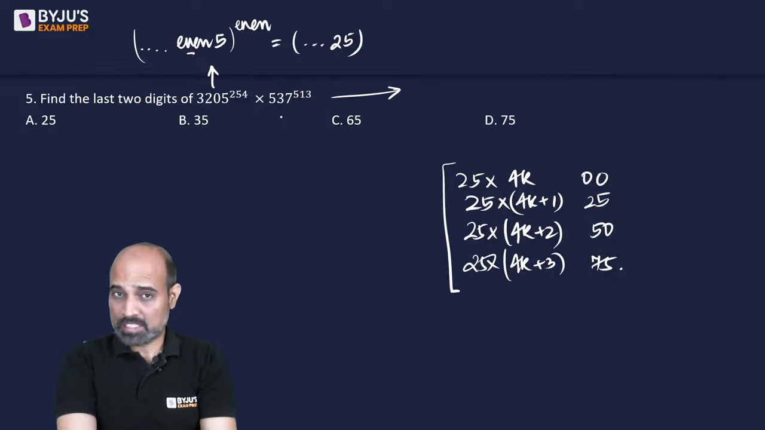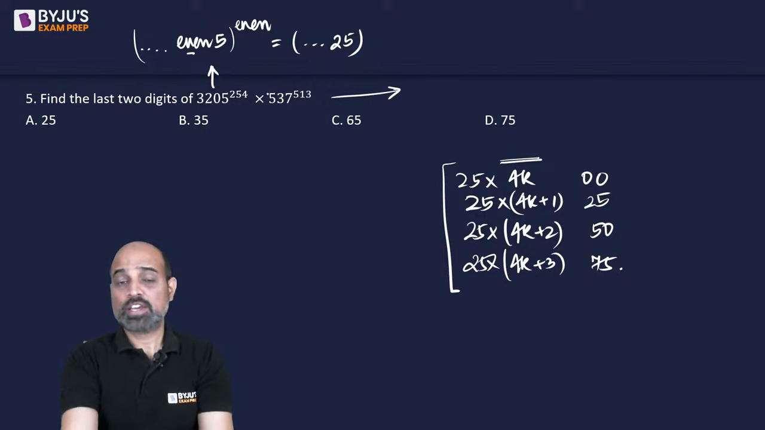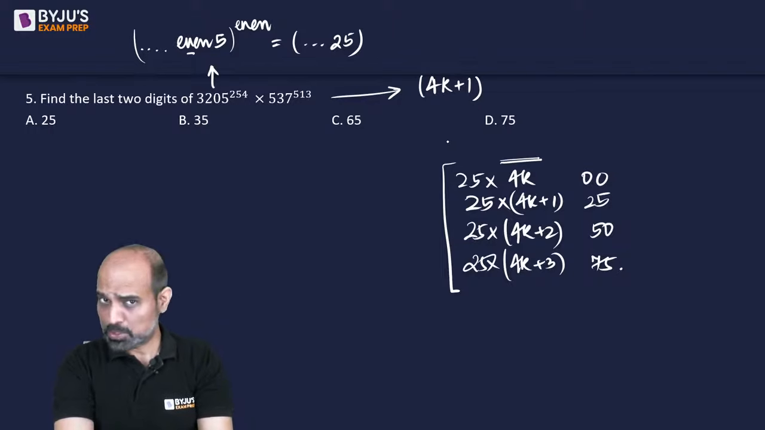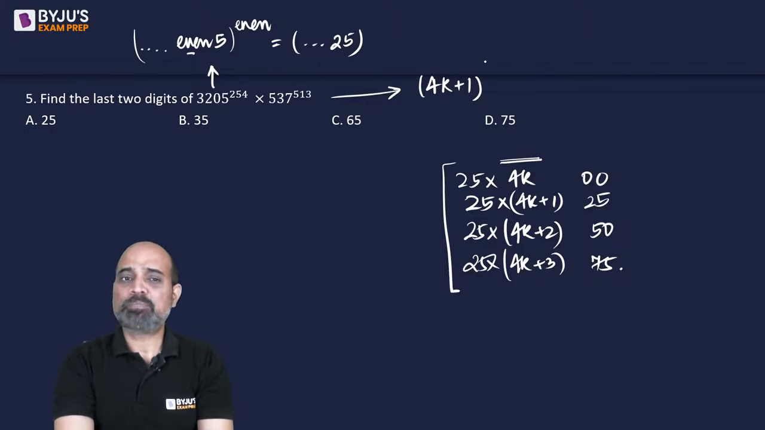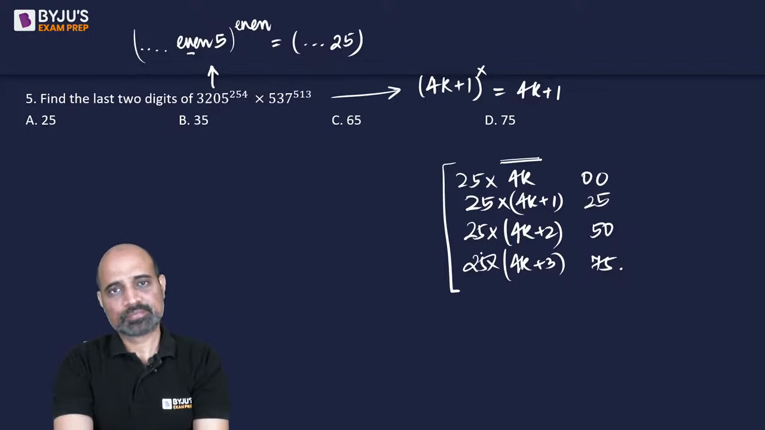So I need to see whether 537 to the power 513 is of which type: 4k, 4k plus 1, 4k plus 2 or 4k plus 3? Well, 537, if you look at that, it is already in the form of 4k plus 1, 536 plus 1, 537. And if you look at the power, power is not our concern. Can you tell me why? क्योंकि 4k plus 1 का power आप कुछ भी दे दो, वो हमेशा 4k plus 1 ही रहेगा. Think about it.